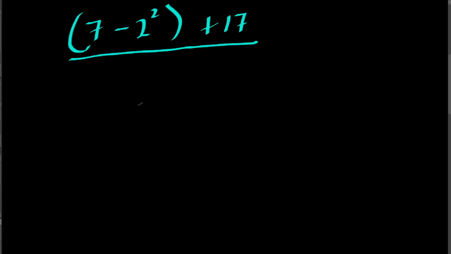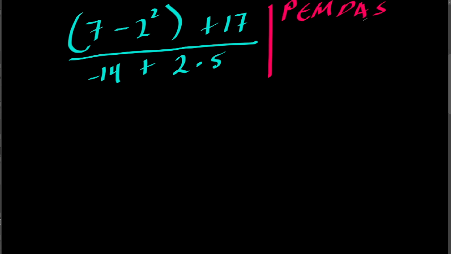All right, let's make it a little bit harder. I'm going to make one big fraction. So 7 minus 2, and that 2 actually needs to be squared, so let me bring this down a little bit. 7 minus 2, and the 2 is squared. We end our parentheses, plus 17 over negative 14 plus 2 times 5. All right, so once again, let's try to go through our order of operations. P-E-M-D-A-S.